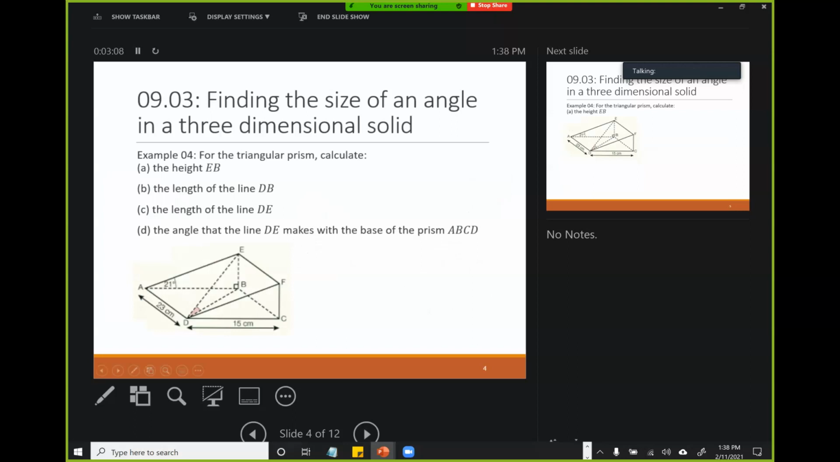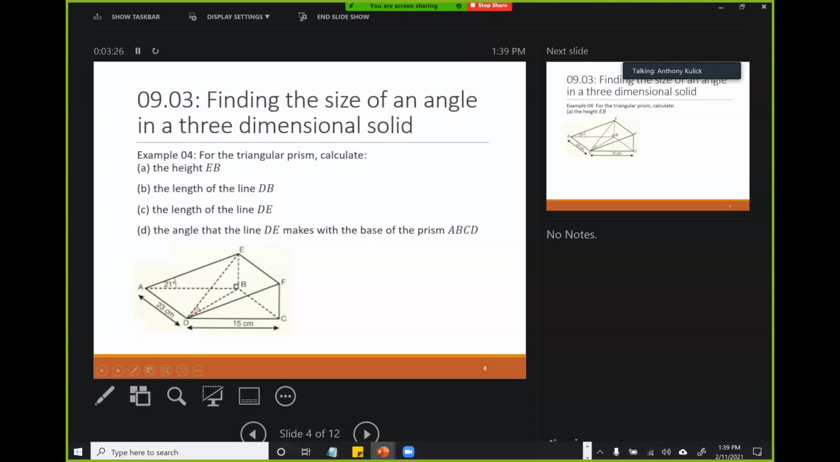So let's do a couple of examples for the triangular prism below. Another wedge. Calculate the height EB, and then find the length of the line DB and the length of the line DE. And then we're going to find the angle that DE makes with the base of that prism.